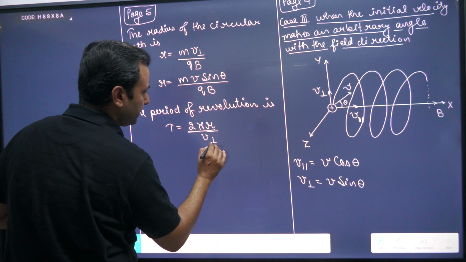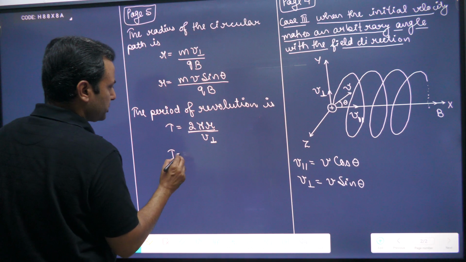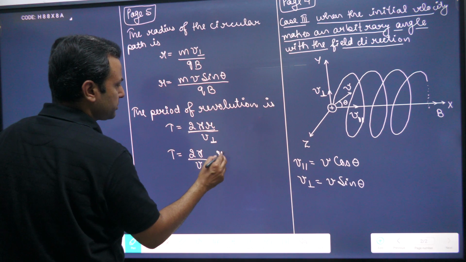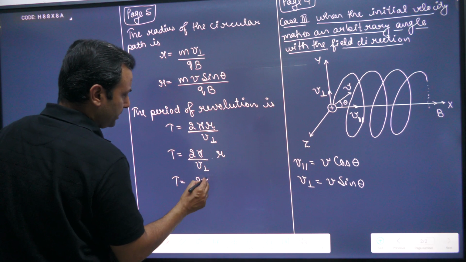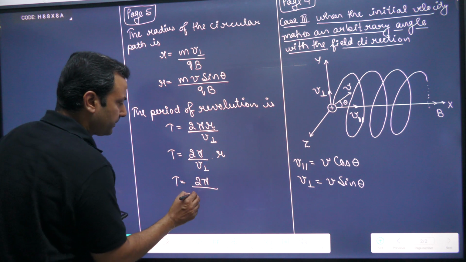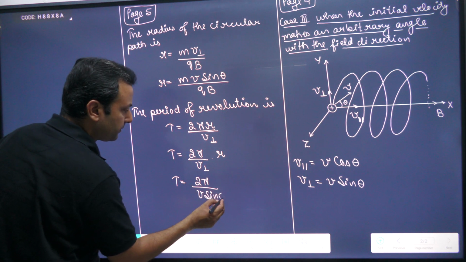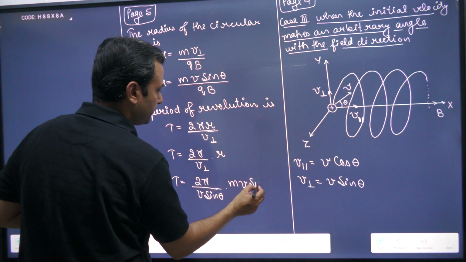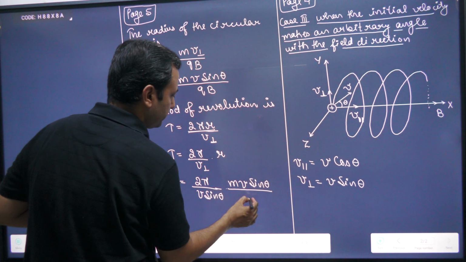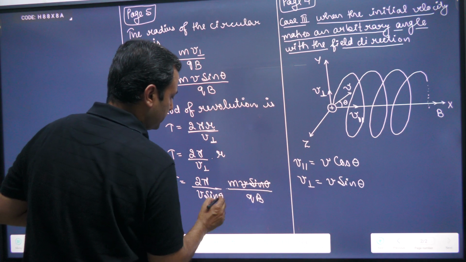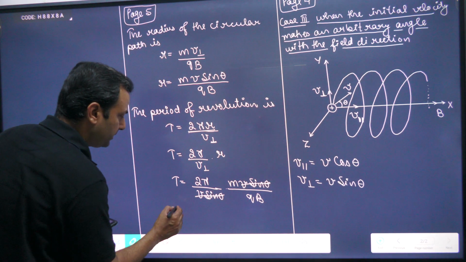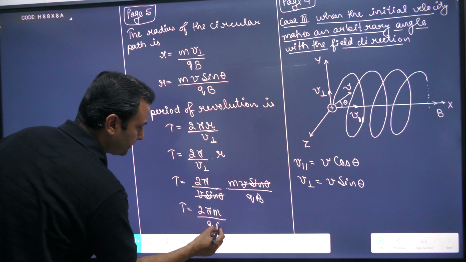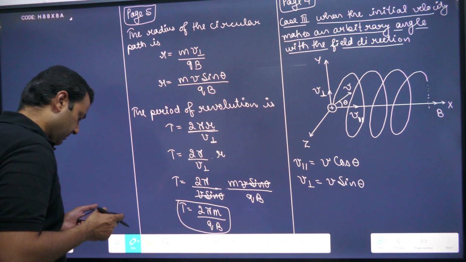Now this time we have to write V perpendicular. So T is equal to 2 pi upon V perpendicular into small r. What is V perpendicular? V perpendicular is V sine theta. And what is R? R is mv sine theta upon qB. V sine theta will cancel with V sine theta. So T is equal to 2 pi m upon qB. This is the time period.